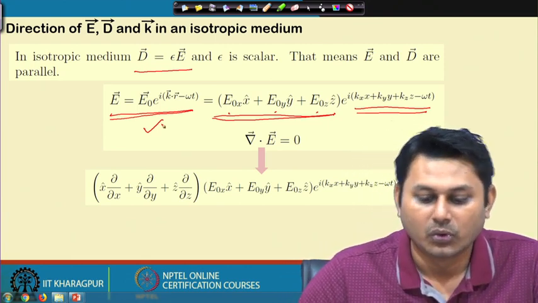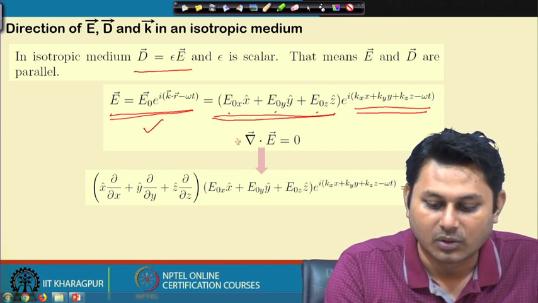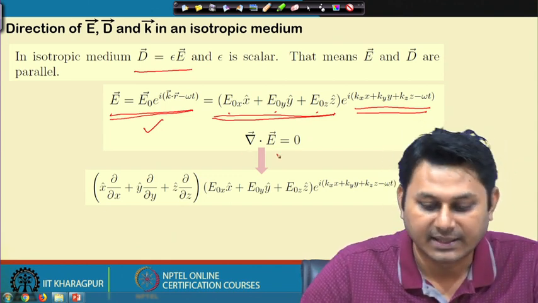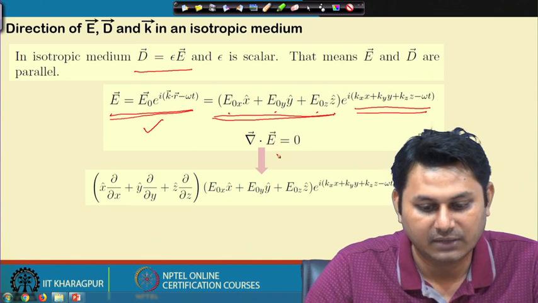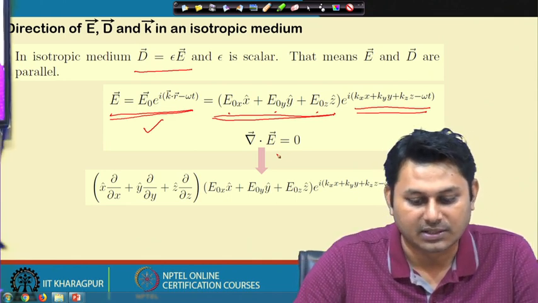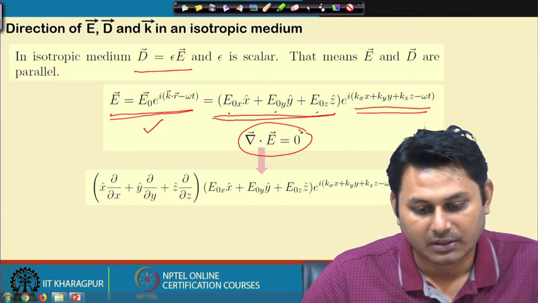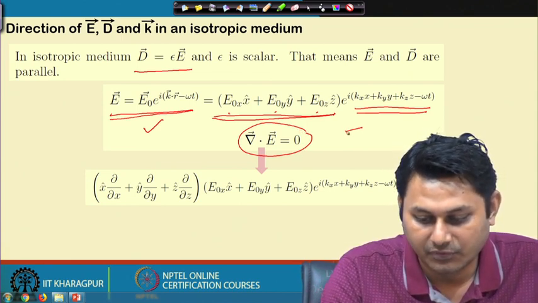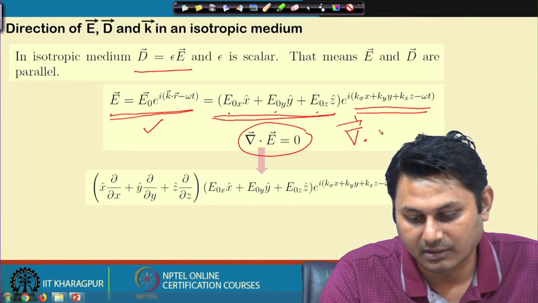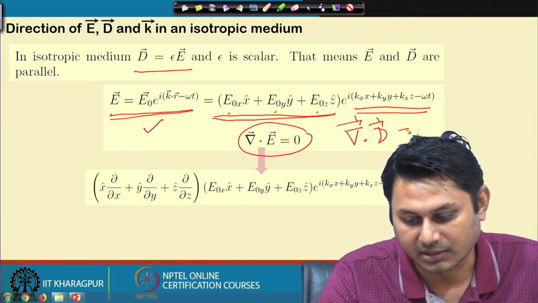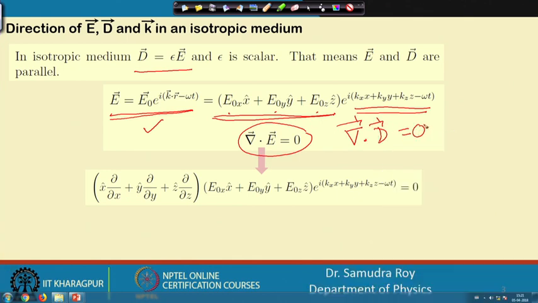Now, we know that grad dot E is equal to 0. That is, if there is no free charge, even in the material, then we can write that grad dot E is equal to 0. Since in the isotropic case, if you remember in the previous class, that was our expression, grad dot D is equal to 0. Now, D and E are parallel. So, I can write that grad dot E is also 0.